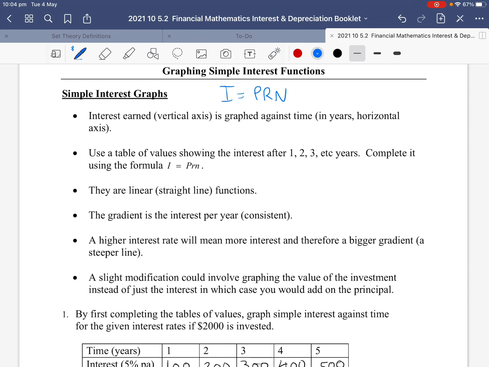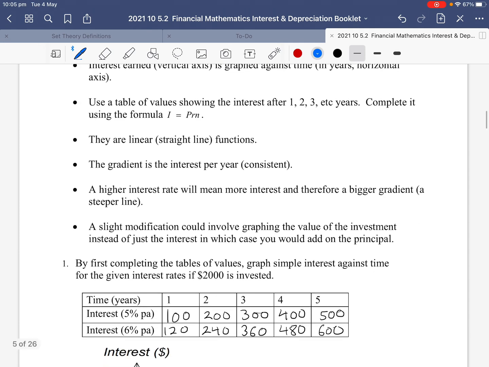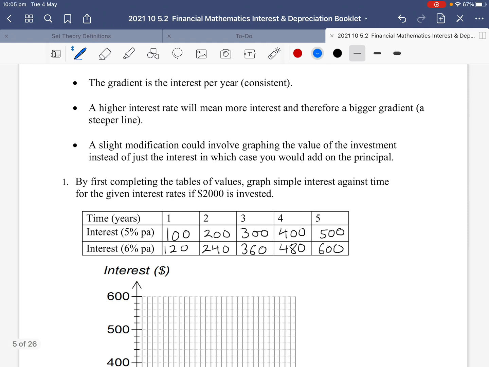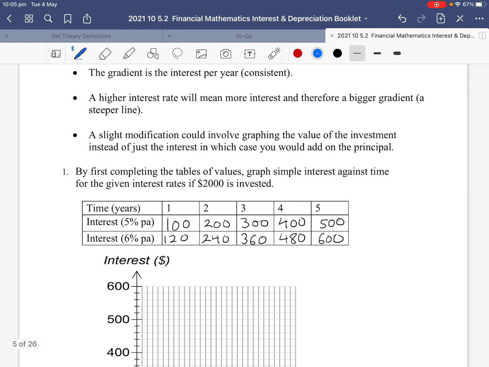Interest earned is on the vertical axis and it's graphed against time on the horizontal axis. We're going to use a table of values showing the interest after 1, 2, 3 years and complete it using the formula I equals PRN. These graphs form a linear function or a straight line, and the gradient of this line is the interest per year, which is consistent. With simple interest you get the same amount added on every year. A higher interest rate will mean more interest and therefore a bigger gradient, a steeper line.